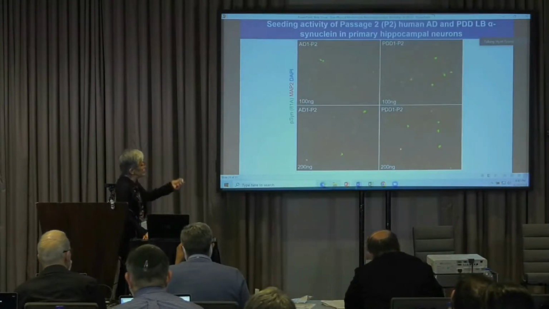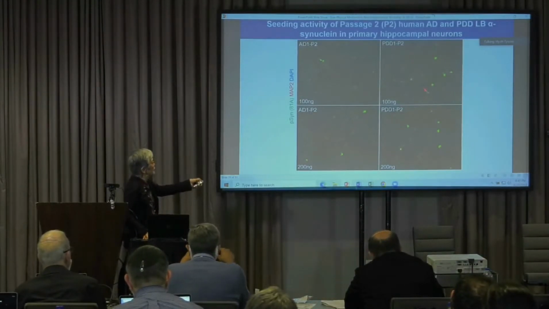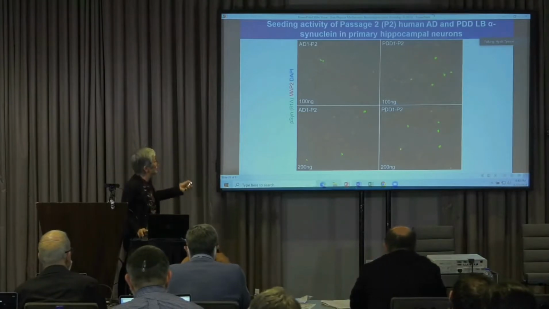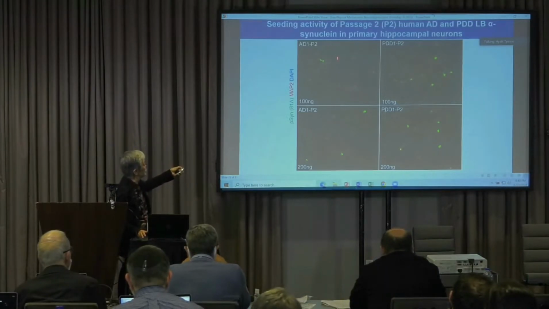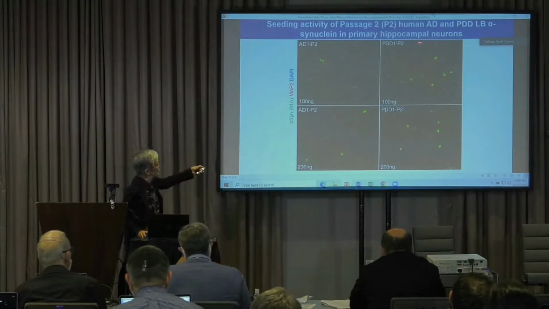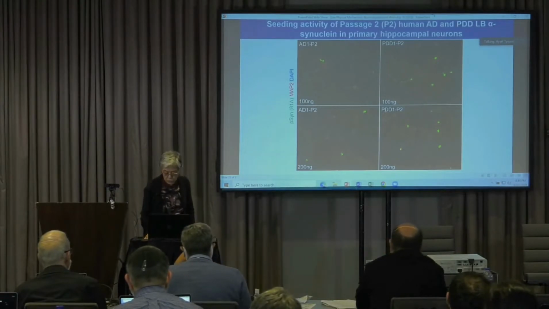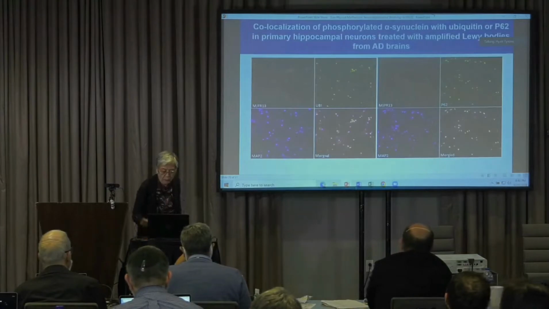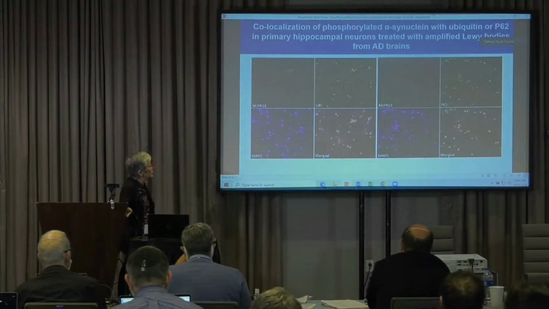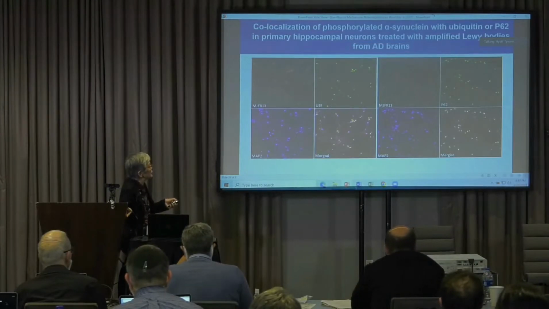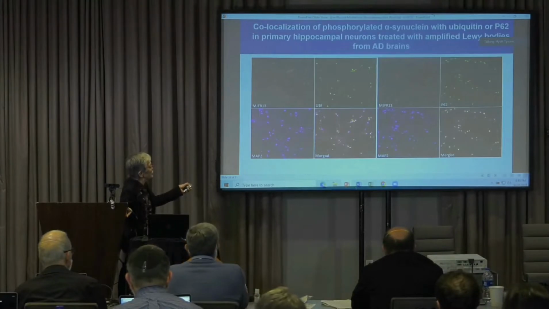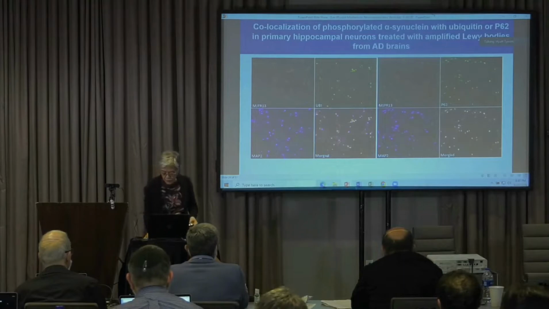And so what about P2? The P2, again, is kind of boring. We can reproduce it ourselves. So AD1 P2, AD2 P2, and this is PDD1 P2. Basically, all show the same specificity. And what about other characteristics of the material? What we show here is that this Lewy body material induced pathology that is ubiquitinated, and also p62 positive, so they're being sent to the lysosomes.